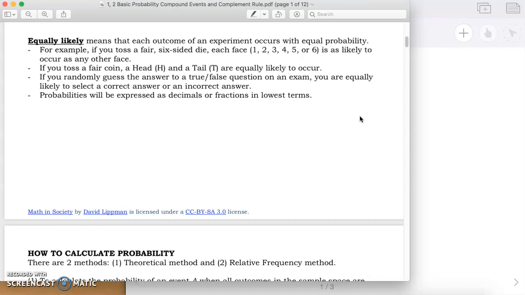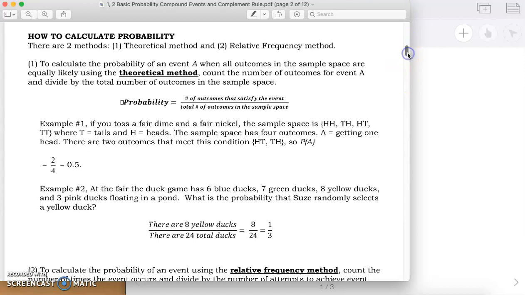Probabilities will be expressed as decimals or fractions in lowest terms. I will say, just on a side note, that in the real world of statistics we typically look at probabilities as decimals, not fractions. At this level of math we still look at fractions, but you would typically see them expressed as decimals later down the road. How do we calculate probability? There are two methods: one, the theoretical method, and two, the relative frequency method. One, to calculate the probability of an event when all outcomes in the sample space are equally likely using the theoretical method, count the number of outcomes for event A and divide by the total number of outcomes in the sample space. So probability equals the number of favorable outcomes divided by the total number of outcomes possible.